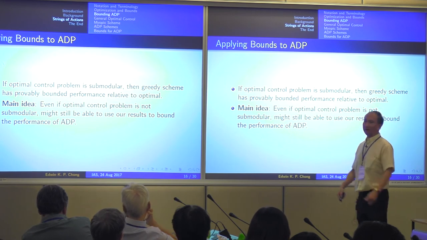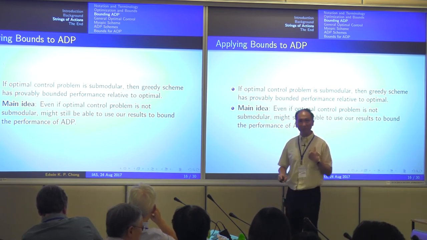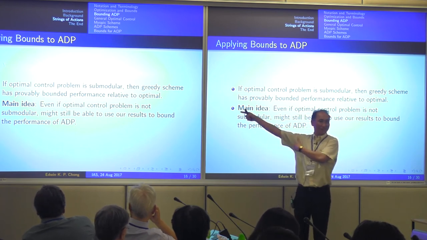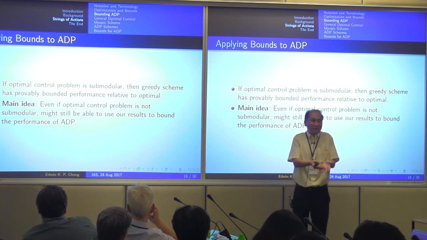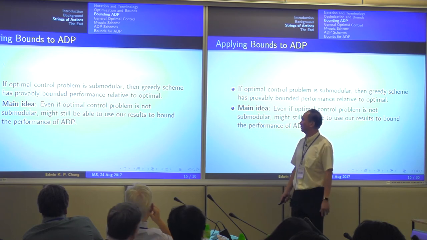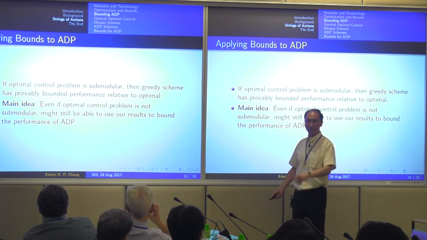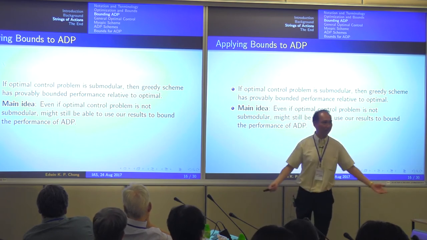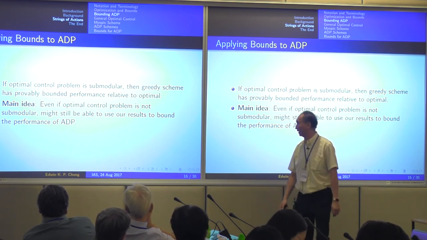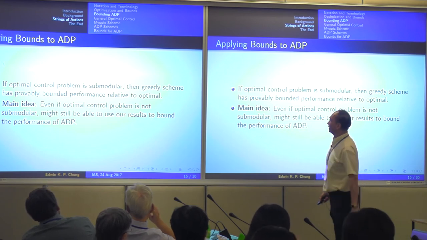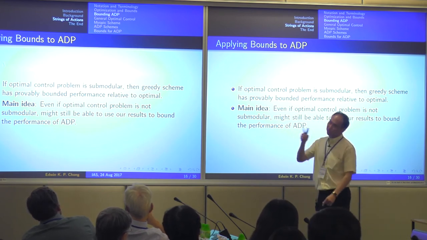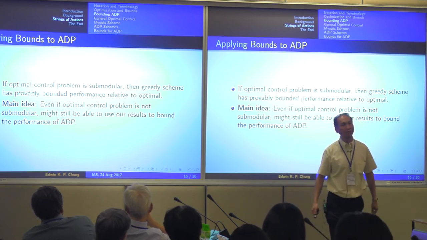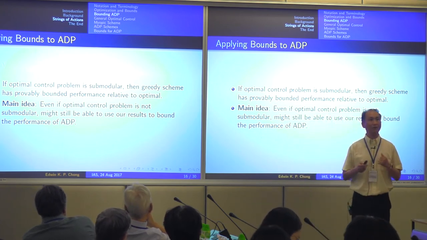Now, if you give me an optimal control problem, and of course you can write that down in the way I wrote it, and that function turns out to be submodular, then the greedy scheme for that problem, which is called the myopic scheme, has provably bounded performance relative to optimal. You just straight away apply it. But here's the main idea. Even if the optimal control problem is not submodular, you might still be able to use our results to bound the performance of ADP. How do you do that?